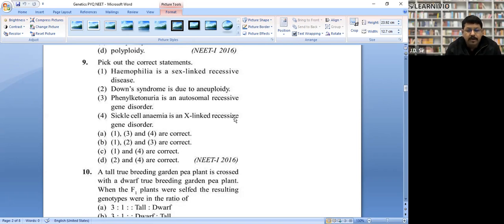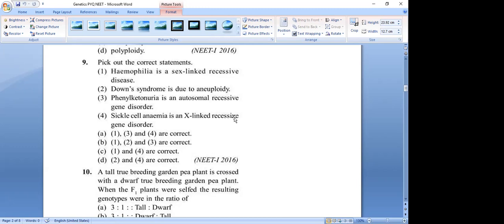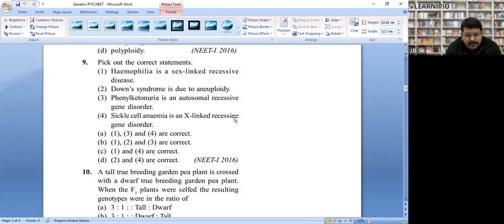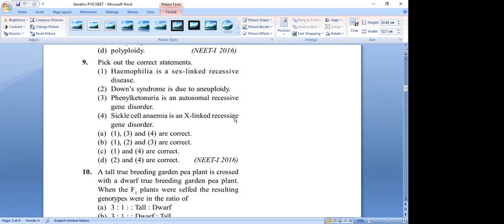Phenylketonuria is an autosomal recessive gene disorder. This is false. Sickle cell anemia is an X-linked recessive gene disorder. Yeah, this is right. This is correct. So what should be the answer?